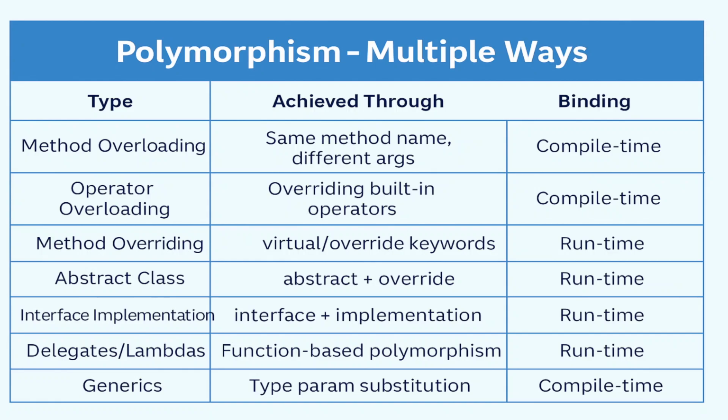Interface implementation is another way you can achieve polymorphism. In interface implementation, you define the interface, you define the contract there, and then all the derived classes which implement those interfaces have their own implementation. So that is another way polymorphism gets achieved. And then delegates, lambdas, as well as generics, those are some of the different ways you implement polymorphism.